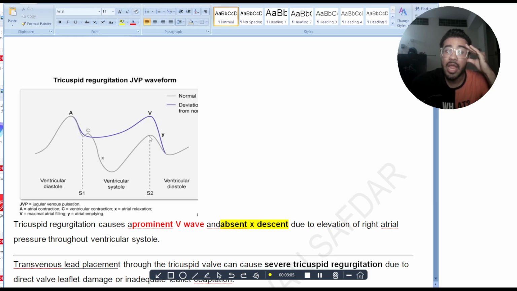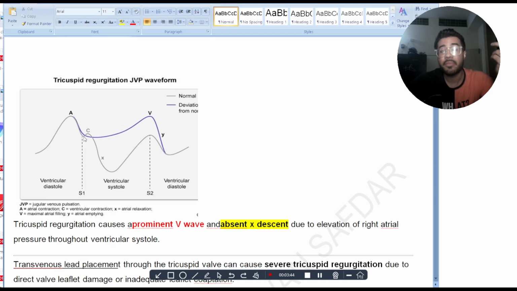So the pressure rises, and at this point the pressure becomes maximal. At this point, ventricular diastole starts, that is, the ventricles start relaxing. And once the ventricles start relaxing at the V point, the pressure in the atria becomes so much that the tricuspid valves open and the blood starts passively flowing. Mind the word passive. So this is the Y descent. So what does the Y descent denote? It represents the passive emptying of the atria into the ventricles. The blood starts to leak from the atria into the ventricles as the tricuspid valve opens.